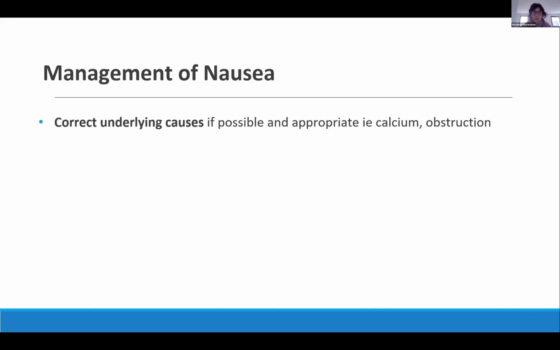So the management, as we've already mentioned, is wherever possible we can treat the cause of nausea and vomiting. So if someone comes in with hypercalcemia from malignancy, we can give fluids and see if the calcium comes down. If someone comes in with obstruction, whether it be due to constipation or a mechanical bowel obstruction, we can think about if there's a solution for that. There may be a surgical solution for bowel obstruction for some patients.